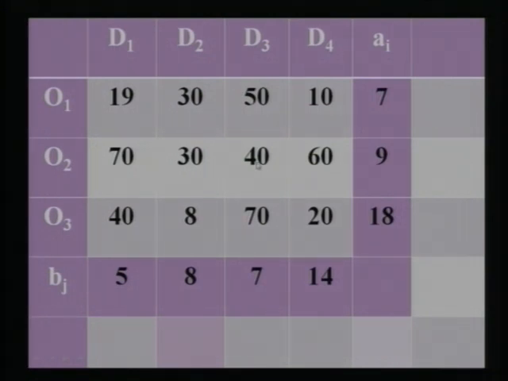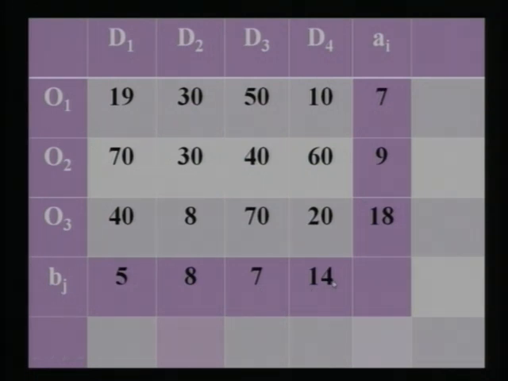From O2 one can sell a maximum of 9 items, so they can supply 9 units of the particular product. Okay, and these Bjs are also rim values, the demand values. At the demand center D1, you can imagine these as different cities: city 1, city 2, city 3, city 4. In city 1 the requirement or demand is 5 units of the product. In city 2 the requirement is 8 units. In city 3 it is 7, and in city 4 it is 14.